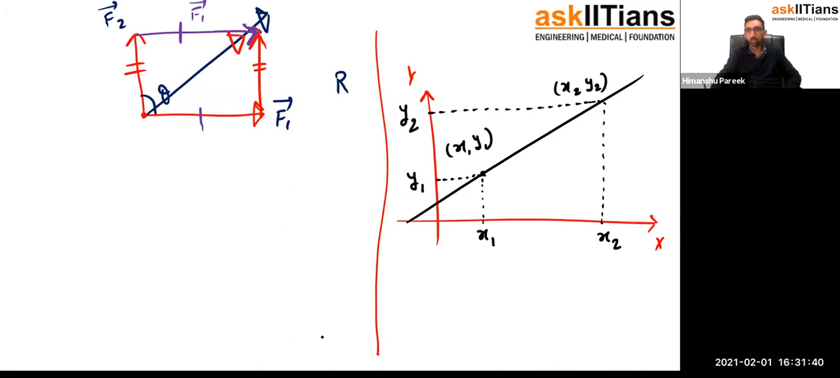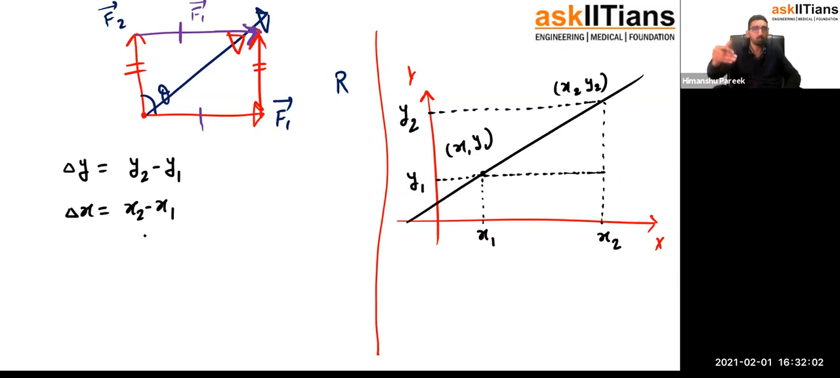Okay. Now you see one thing. Let us make a horizontal line. So what is the change in y? Delta y is nothing but y2 minus y1. What is delta x? It is x2 minus x1. You can see that x is going from x1 to x2, and the y value is going from y1 to y2. You see one thing here. This angle, let us represent it by angle theta.